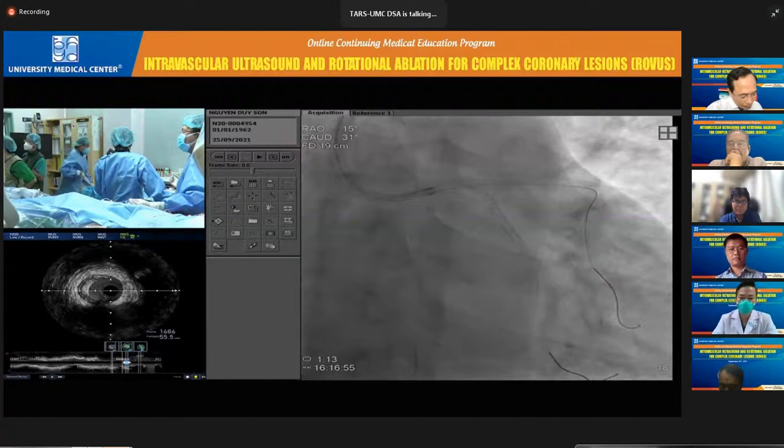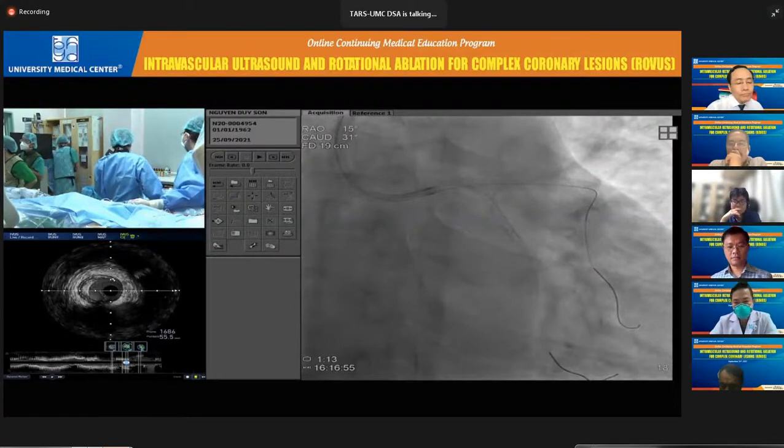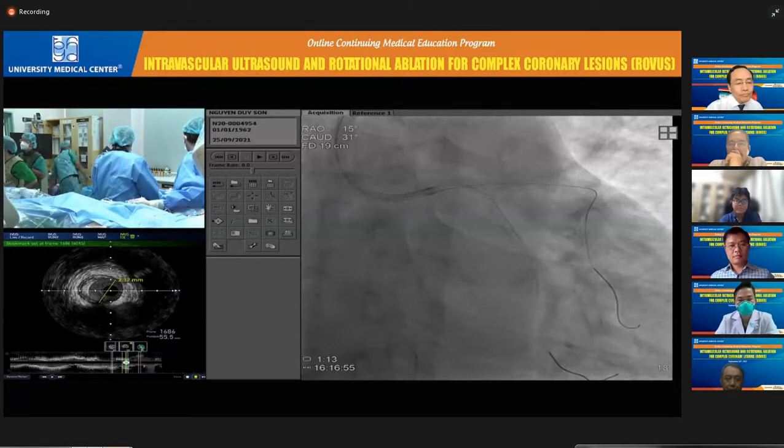Okay, now we use an NC balloon to open the shot from the circumflex. 275 NC. 275.